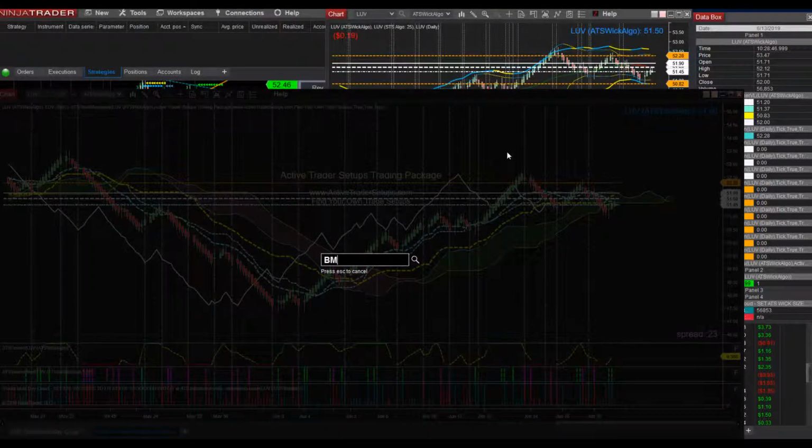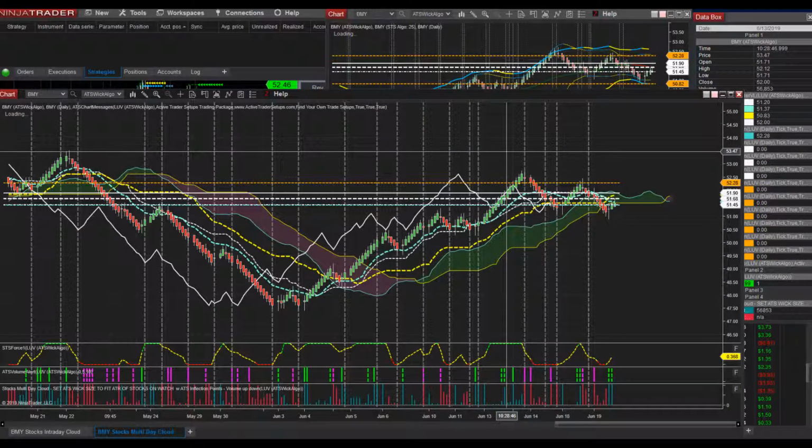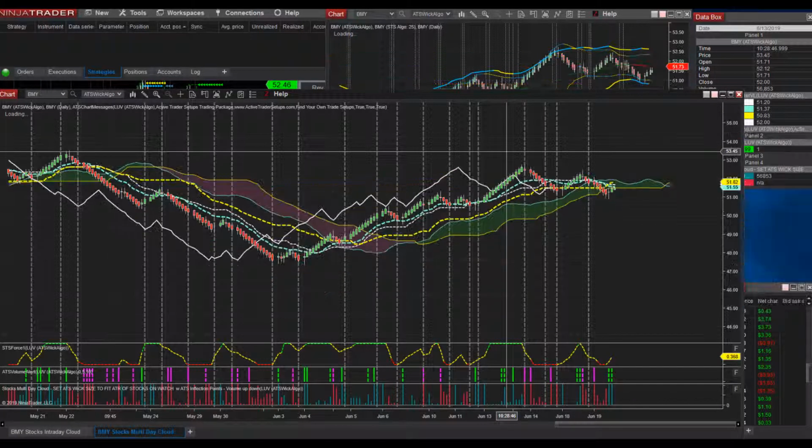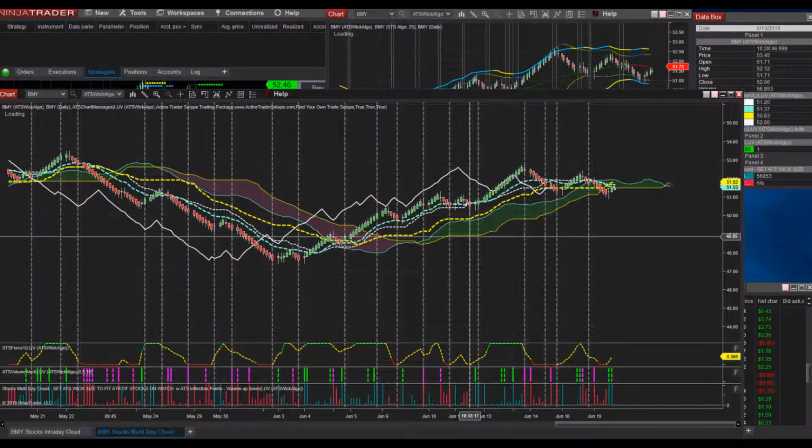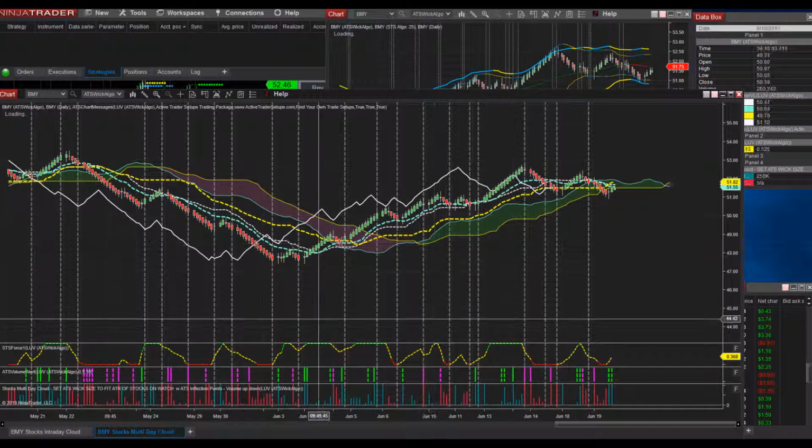Is Bristol Myers, another slower moving stock, another lower ATR stock. And you can have a stock that's $125 that has multiple days on it, just like we're looking at here. It doesn't have to be a $40 stock to not move a lot each day.